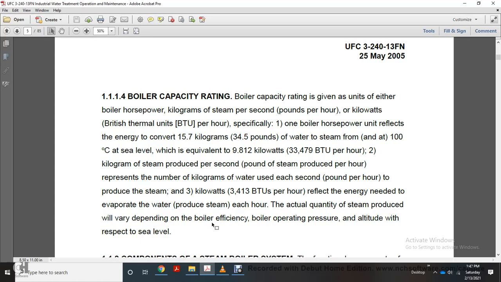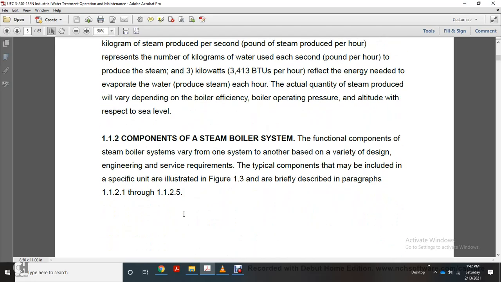Pounds of steam produced per hour represents the number of kilograms of water per second, or pounds per hour, converted to steam. 3 kilowatts or 3,413 BTUs per hour reflects the energy needed to evaporate water and produce steam each hour. But the actual quantity of steam produced will vary depending on the boiler efficiency, boiler operating pressure, and altitude relative to sea level.